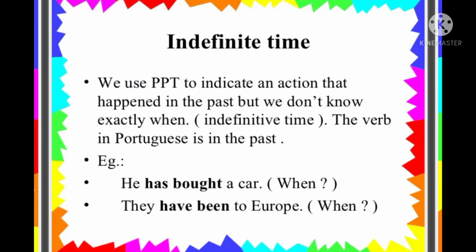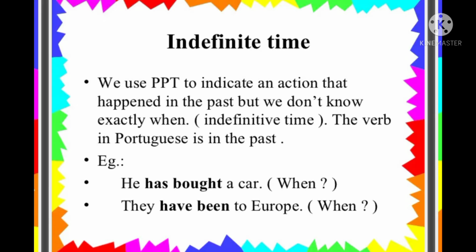We use this tense to indicate an action that happened in the past, but we don't know exactly when. Okay, see this example. He has bought a car. We don't know the time, and the time is not given. If the time is given, we will be using other tenses, but if it is mentioned without mentioning the time, we will use present perfect tense. They have been to Europe.